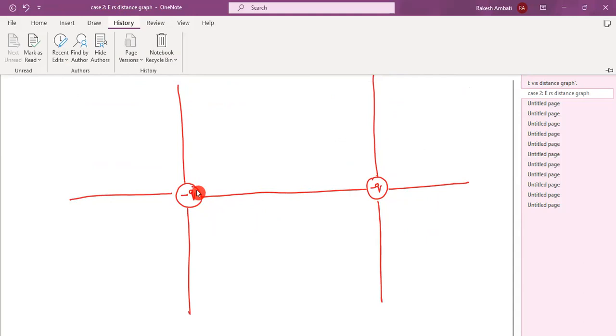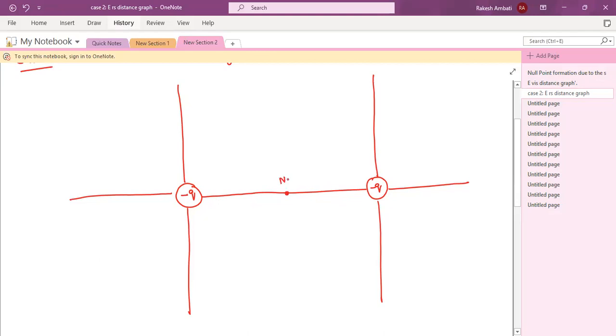At the same time, the magnitudes of both charges are equal. Then the null point will be formed exactly at the midpoint. So first, both are like charges, so the null point will be formed in between the charges. And since the magnitudes are equal, the null point is exactly at the midpoint. At the null point, the resultant electric field becomes 0.